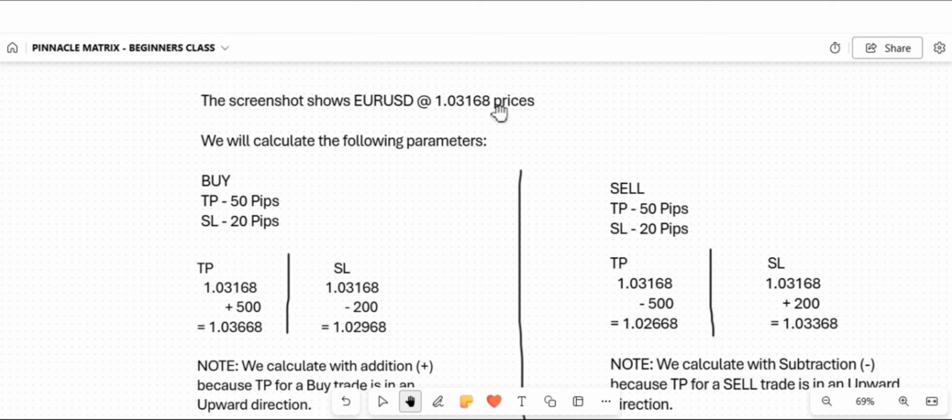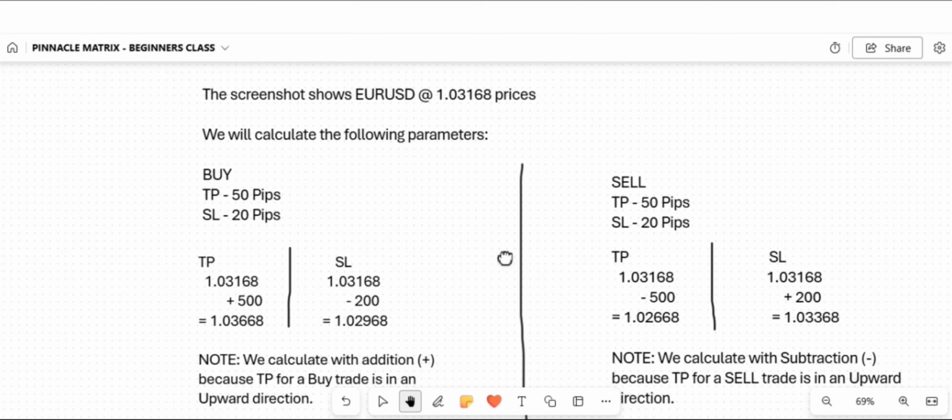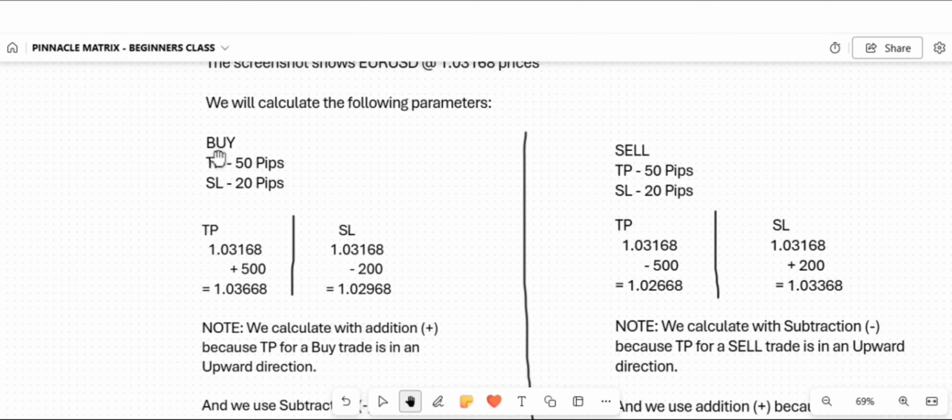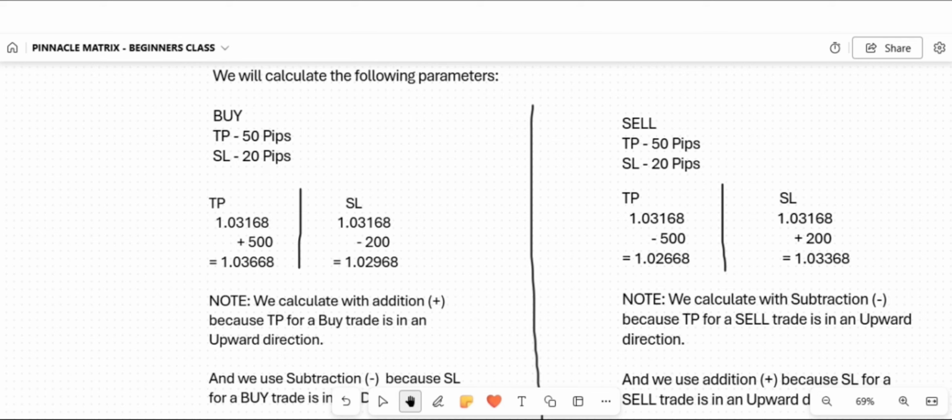1.03168 happens to be the current price at the time of doing this video on Euro USD. So we are going to calculate for a buy trade first. Let us use this following TP, 50 pips, and this SL, 20 pips. Now remember, for 50 pips we are going to be calculating with 500. For 20 pips we are going to be calculating with 200.